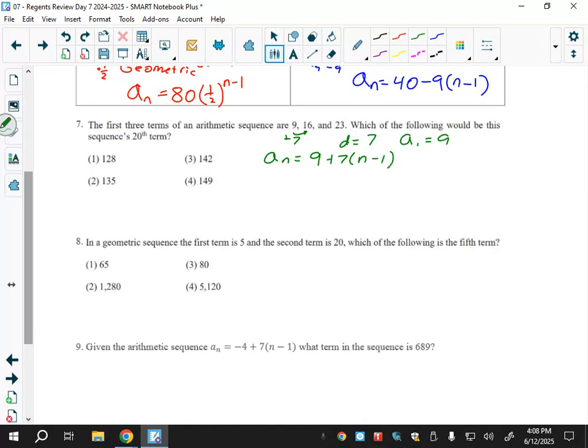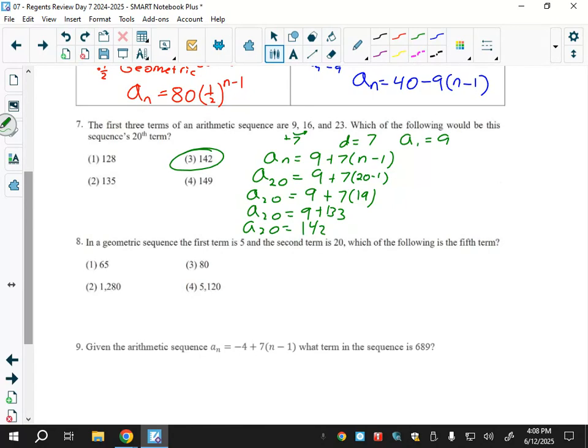So if we want the 20th term, n is our number of term, we put 20 in for n, so we say a sub 20 is equal to 9 plus 7 times 20 minus 1. So a sub 20 equals 9 plus 7 times 19. Okay. So 7 times 19 is 133. And 9 plus 133 is 142. So the 20th term would be 142.